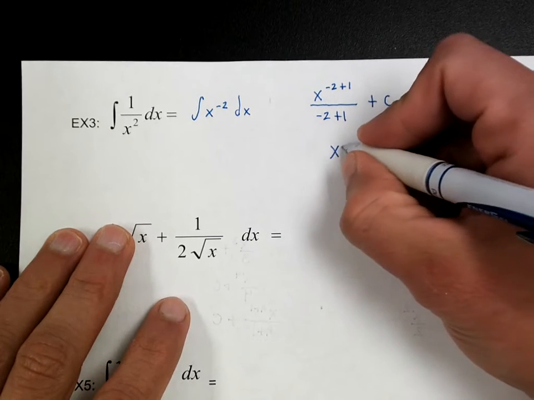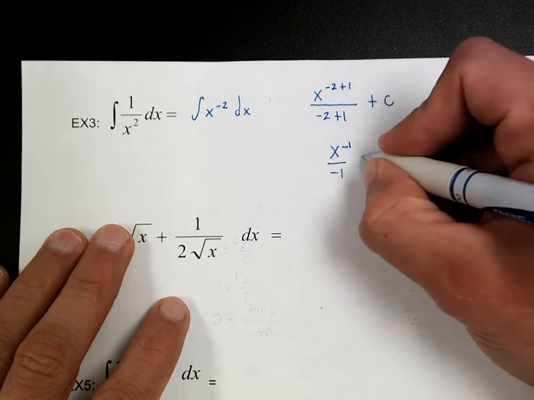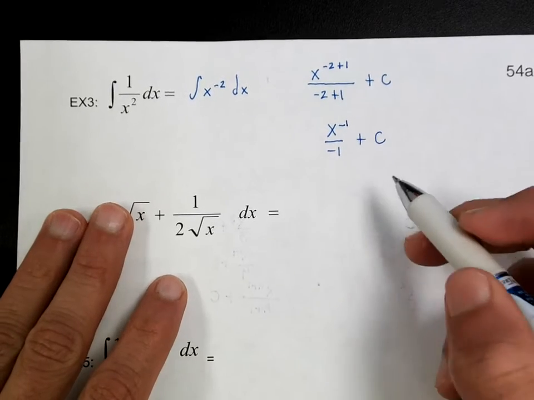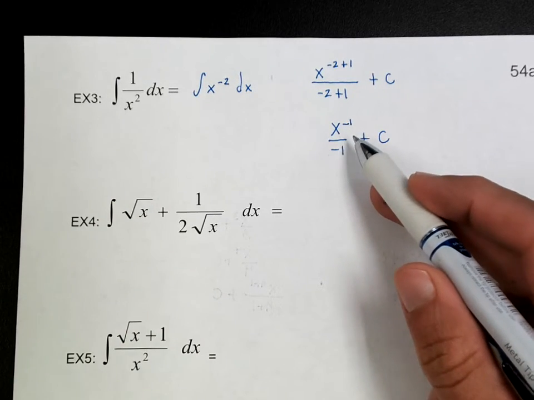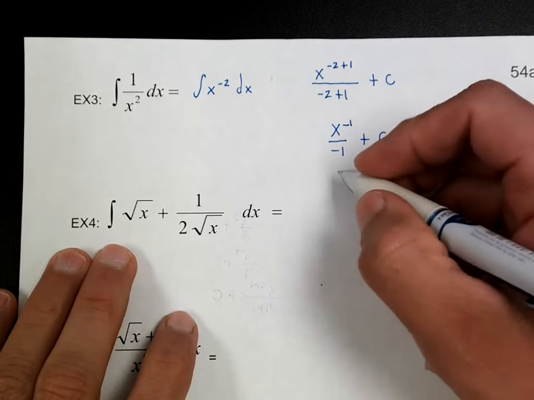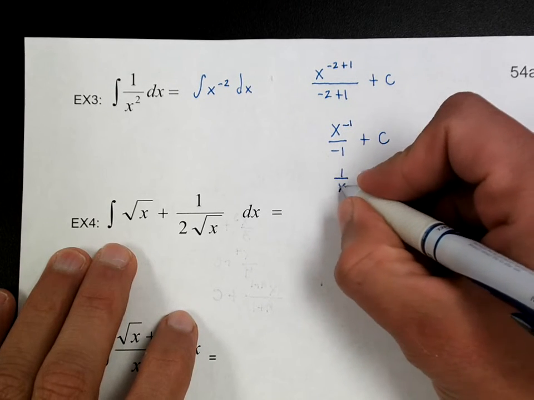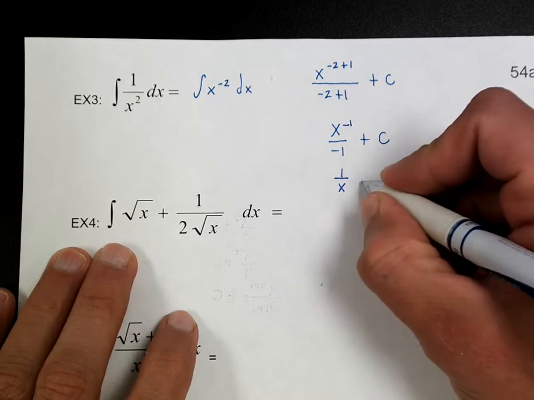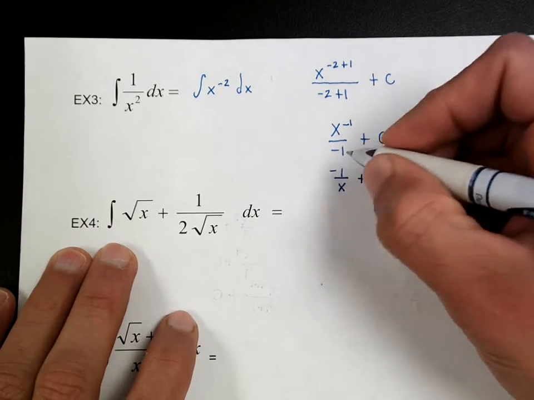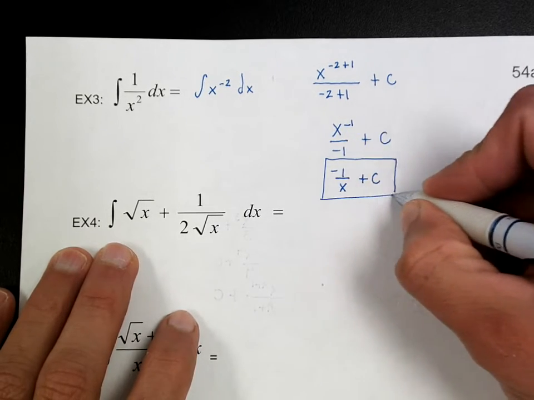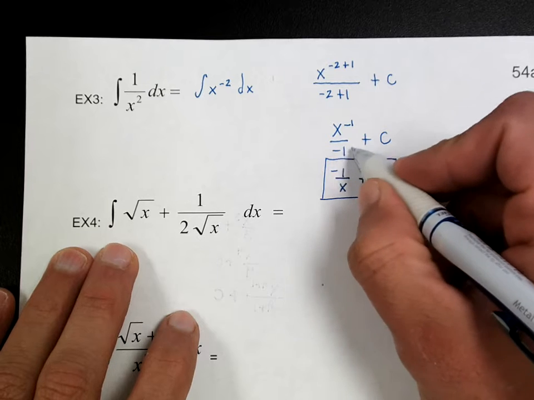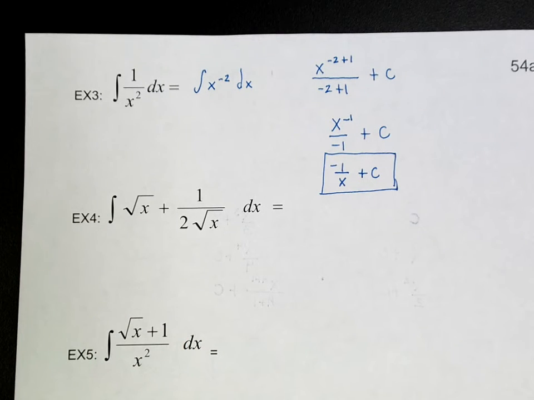And then you have x to the negative 1 over negative 1 plus c. Alright, remember, I don't want a negative exponent here, so I want to simplify this, and if I simplify this, I would have negative 1 over x to the first power plus c. And that negative just came from the denominator of this part, right? So that's going to be a negative.